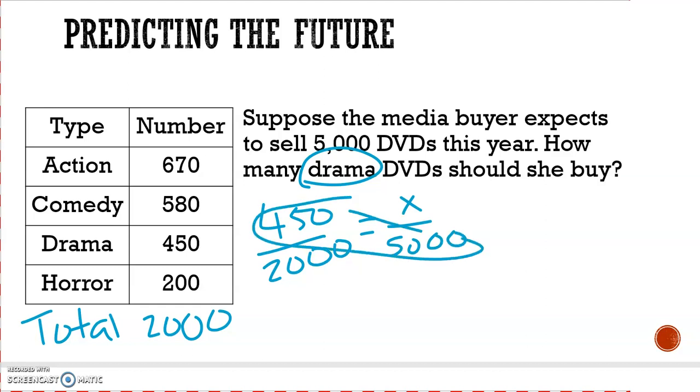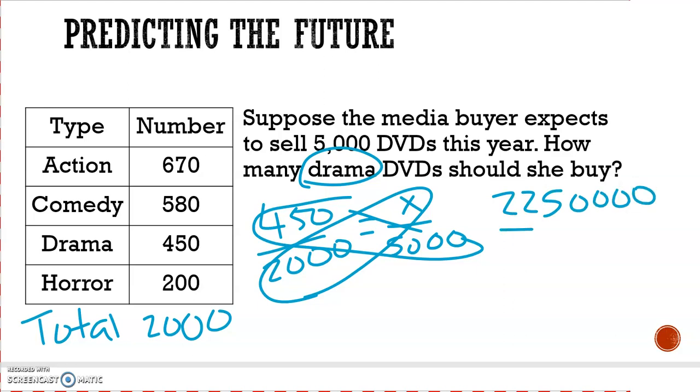So we're going to do our cross multiplying, get this done. So we multiply 450 times 5,000. It's going to give us a really big number, 225,000,000. And we're going to divide that by 2,000. So use your trick again. You can cross off the zeros. So really in your calculator, you just need to type in 2,250 divided by 2, and that gives us 1,125 DVDs.